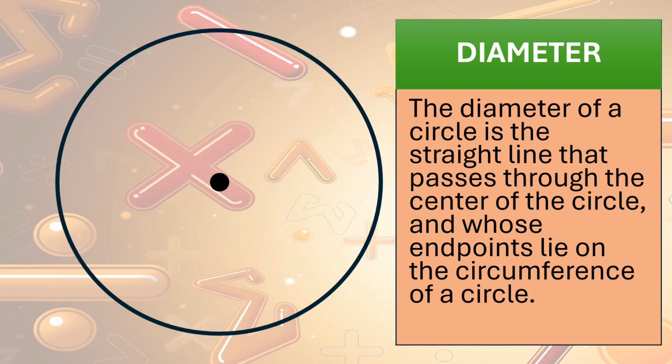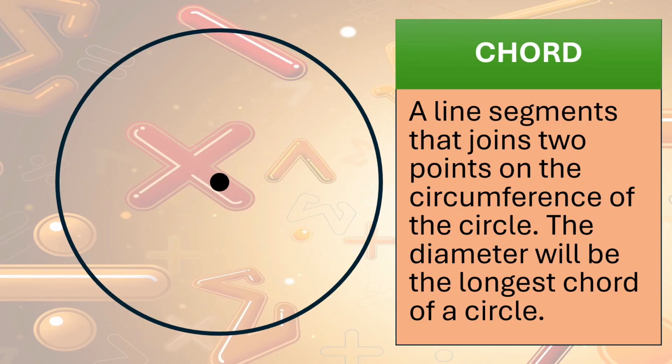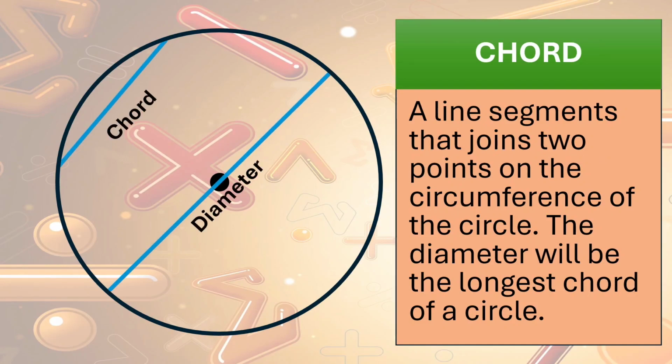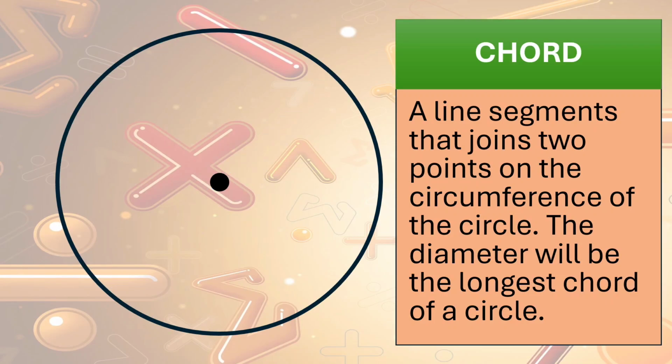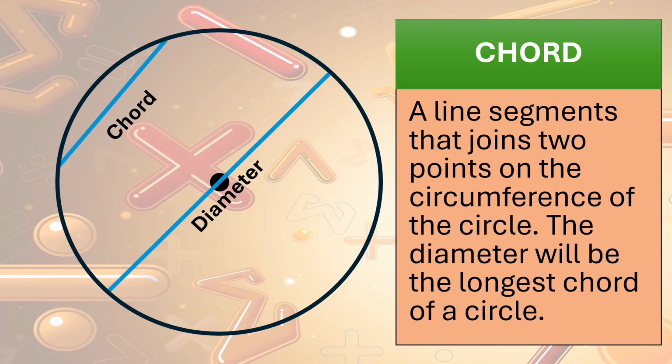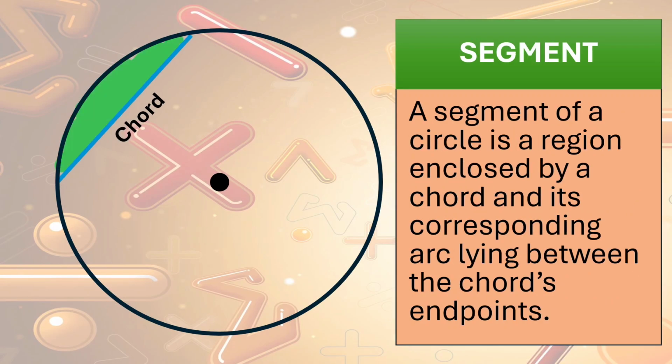Diameter. The diameter of a circle is the straight line that passes through the center of the circle and whose endpoints lie on the circumference of a circle. Chord. A line segment that joins 2 points on the circumference of the circle. The diameter will be the longest chord of a circle.